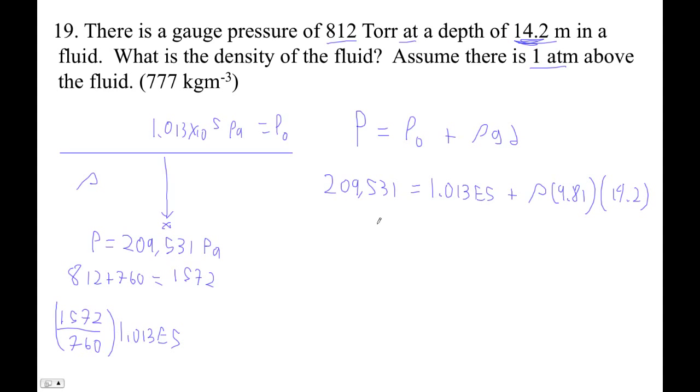Now I'm going to subtract an atmosphere, 1.013 E5, and now I'm going to divide by 9.81, and I'm going to divide by 14.2, and I get 776.9. So that's way number one.